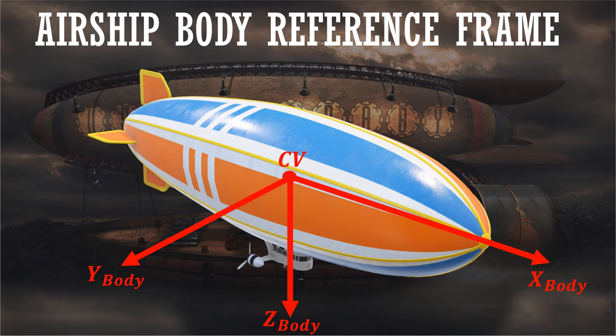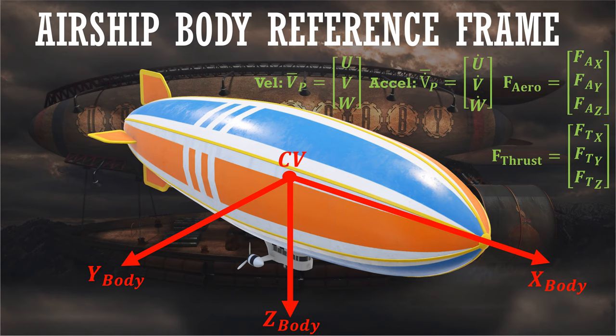Now, something to note about this center of volume is that it is the center of volume of the envelope and not of the entire airship. Basically, we do that because the gondola is such a small volume compared to the envelope, and it just makes it easier to put it at the center of volume of the envelope, because then this x-axis will actually lie on the plane of symmetry, both between the symmetry between the top and the bottom, as well as the left and the right, with the x-axis going out the nose. The y-axis would be going out the right side. And then the z-axis is going straight down, following the right-hand rule convention.